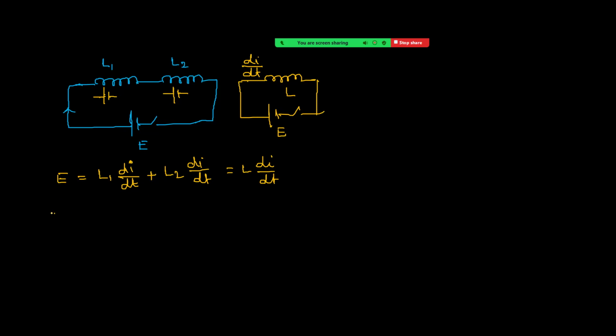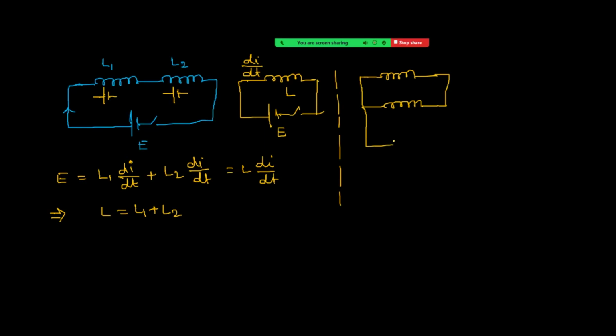Now it is just a calculation, right? Throughout, di by dt gets cancelled. Therefore, L equals L1 plus L2. This is the equivalent inductance for the series combination. Let us now focus on the parallel combination. So consider two inductors which are in parallel across an ideal battery.